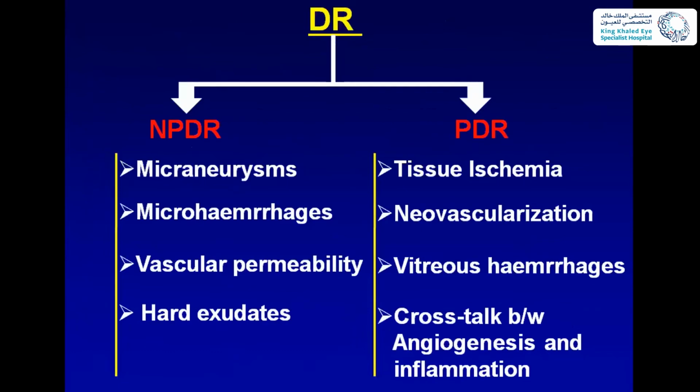Classically speaking, if I talk about the stages of diabetic retinopathy, because after that I'm going to deal with the paper on how cytokines are involved in the initiation and progression of diabetic retinopathy, you will find that there is non-proliferative diabetic retinopathy and proliferative diabetic retinopathy. Let us understand this in a very clear way, so that when I go through the paper, you can understand much better.